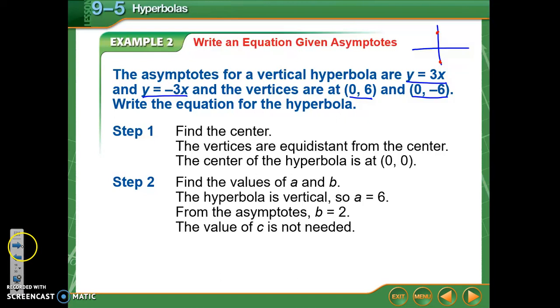Then I'm going to find the values of A and B. The value of A is the distance from my vertex to my center. So that's going to be 6 units. Now, here they say from the asymptotes, B equals 2.